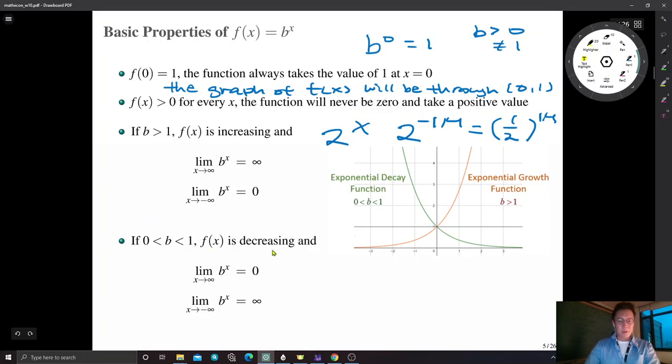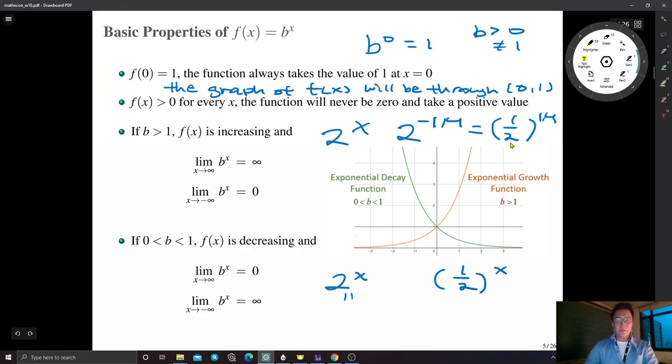And the last property: when the base is some number between 0 and 1, say 1/2, then the function is monotone decreasing. So when x grows, the function converges to 0, but when x goes to negative infinity, the function goes to infinity. This is easy to understand once you catch the relationship between 2 to the power x and 1/2 to the power x.